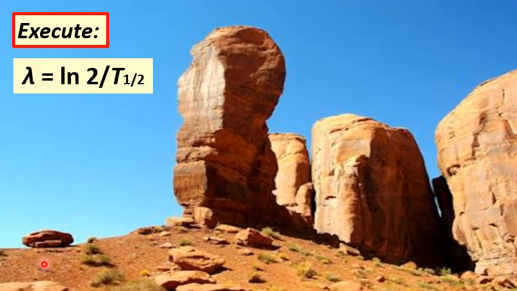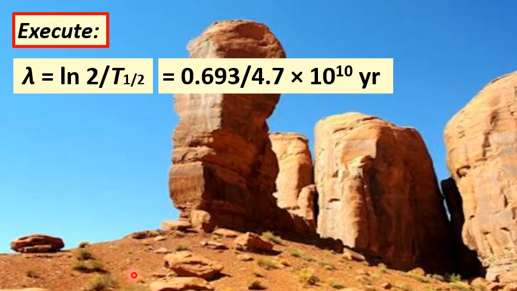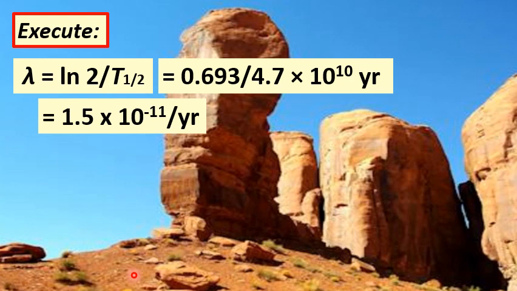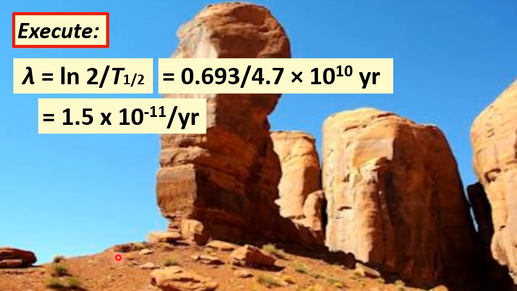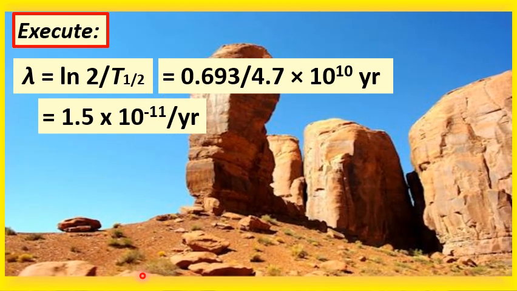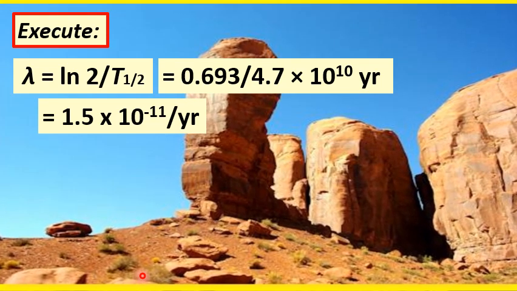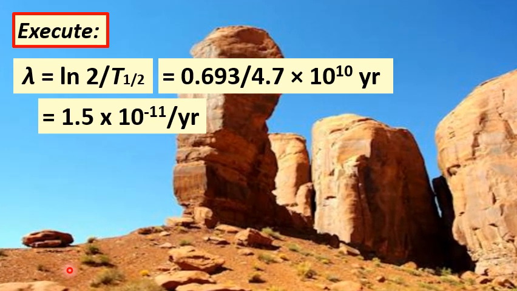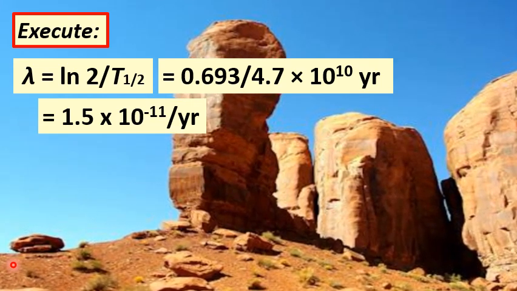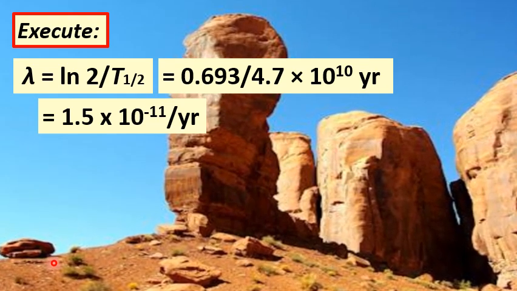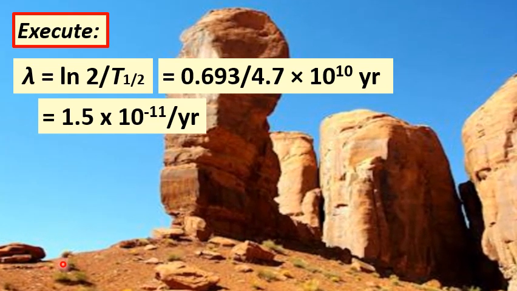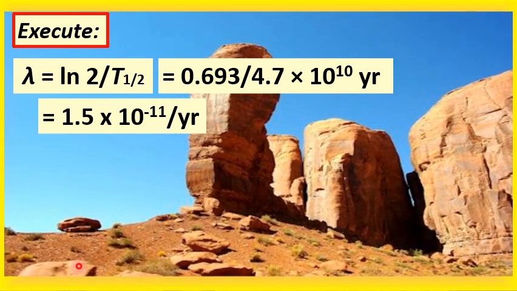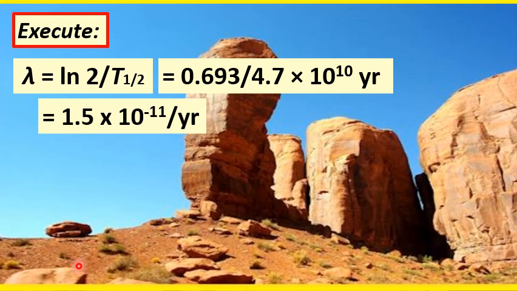Computing the decay constant lambda, we find it equal to 1.5 times 10 to the negative 11 per year, which actually means that 1.5 times 10 to the negative 11 rubidium nuclides are decaying into strontium-87 per year, right?